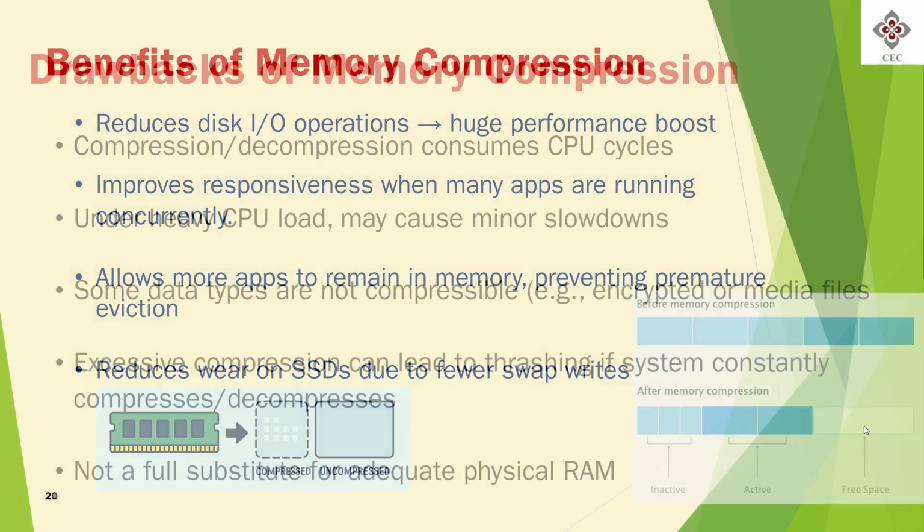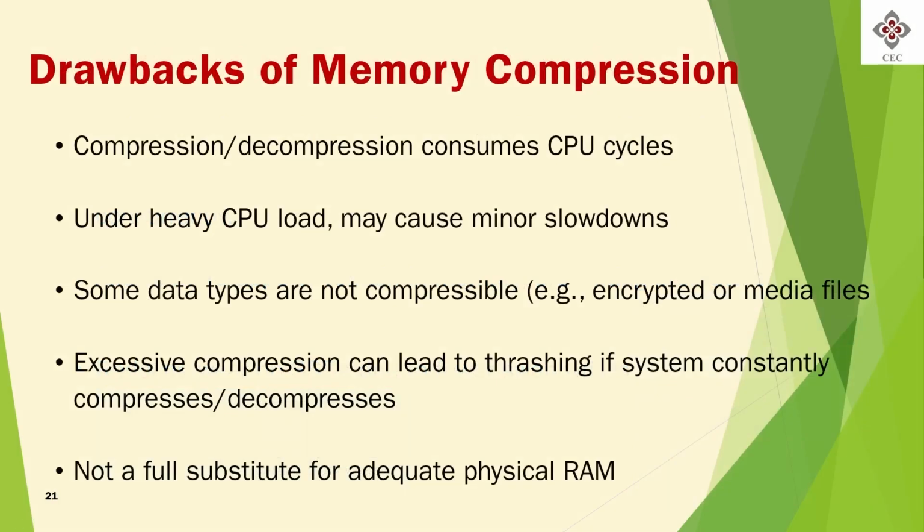That is the advantage. So, what is the drawback of this compression? Compression and decompression run an algorithm, as we discussed, like LZ. These algorithms need CPU cycles for their computation, so that is one drawback. Under heavy CPU load it may cause minor slowdowns; if the load is heavy and the compression algorithm runs, there is a performance degradation. Some data types are not compressible, so there are issues in format compatibility. Certain things may not be compressed effectively because of file formatting issues.